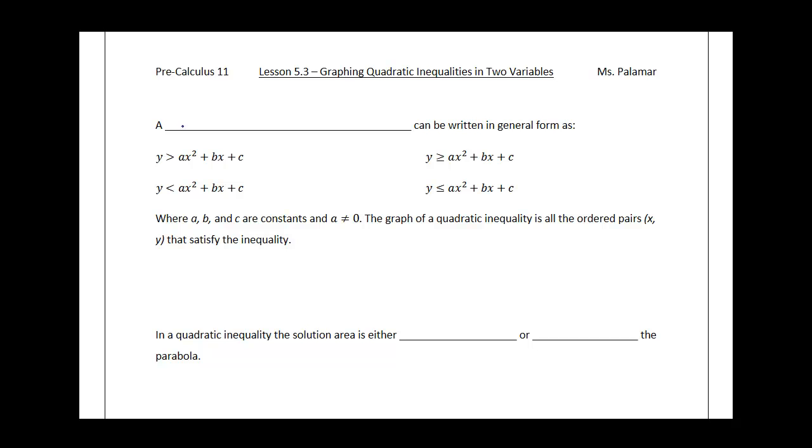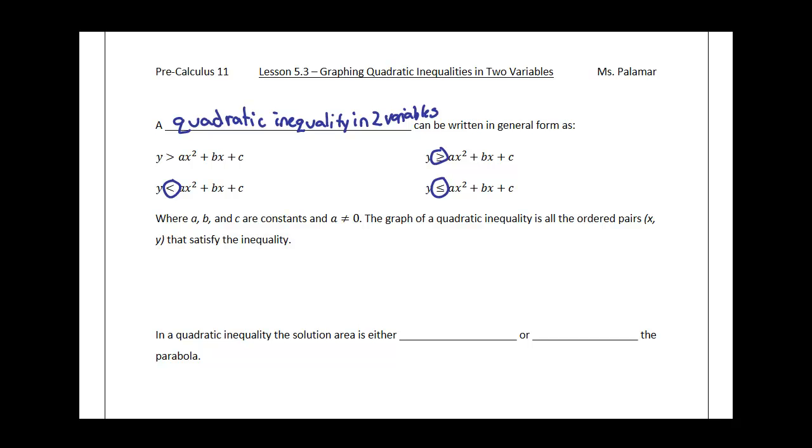So we've got a quadratic inequality in two variables, which can be written in general form as so. Similar to before, we have y greater than ax squared plus bx plus c, and then we're going to have it less than, greater than or equal to, and less than or equal to. So here again, a, b, and c are all constants, and a cannot equal 0.